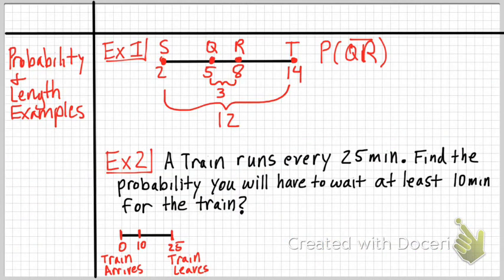So let's look at a couple of examples for our length. In example 1, we're talking about the probability that a point will fall on QR given that it is within the line segment ST.